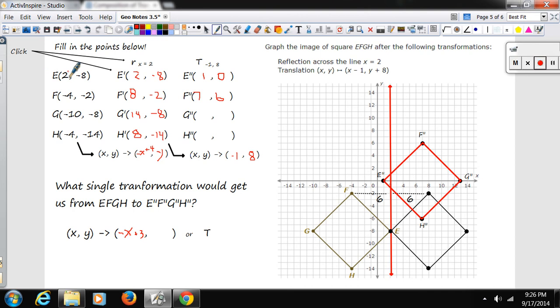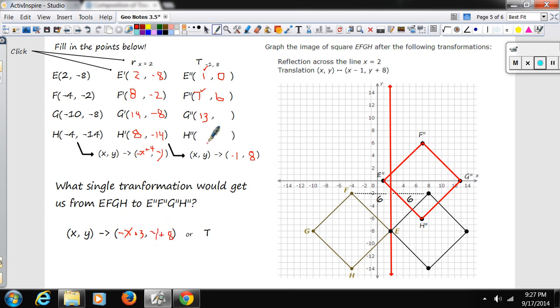Let's check it out. Negative x would be a negative 2, plus 3 is a positive 1. Awesome. Check. Opposite of x would be a positive 4. Add 3, you get a 7. Check. So let's apply it here. Negative x would be a 10. Add 3, you'd get 13. Where is G? Oh, there it is. 13. Boom. And then for the y, this y stayed, and then you have to add 8. So it's just y plus 8.